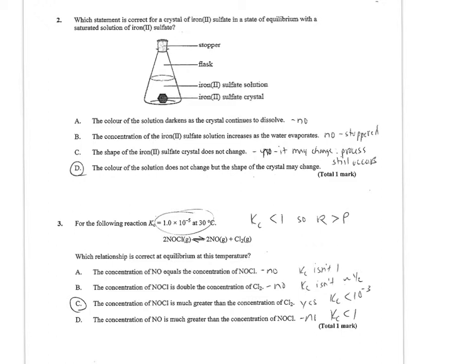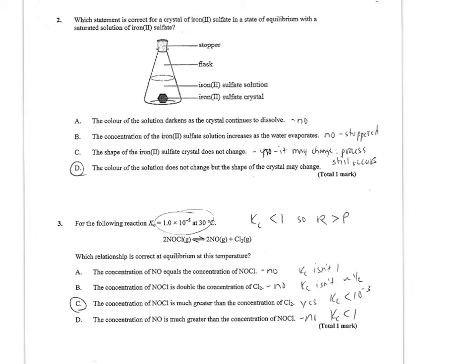Number 3, for the following reaction, we've got a Kc value of 1 times 10 to the minus 5th. So it's definitely less than 1, so we know there's more reactant than product. And the other thing that IB expects you to know is when you get to a magnitude above 1,000 or below 1/1000th or 10 to the minus 3, then it's considered that the equilibrium lies far to the right or far to the left, really favors reactant or really favors product.